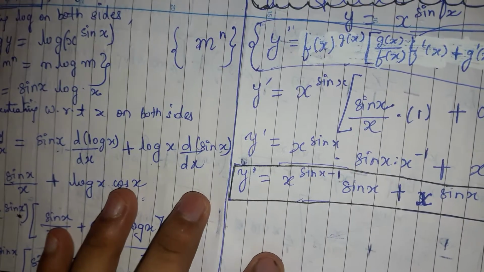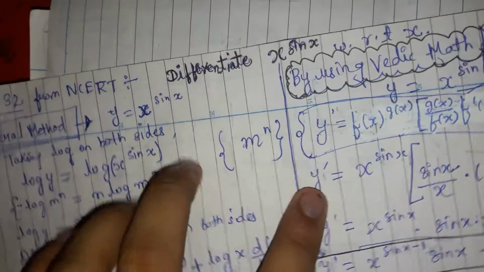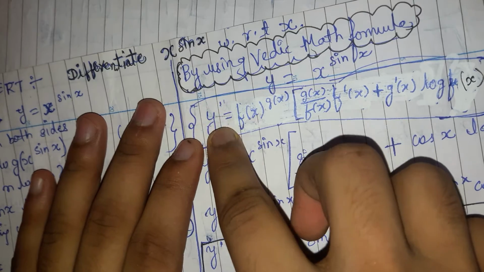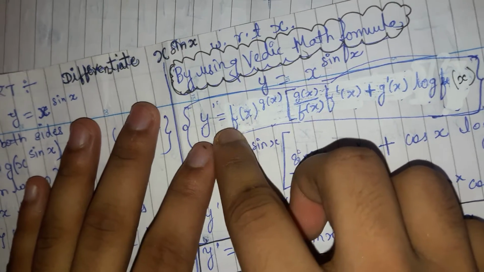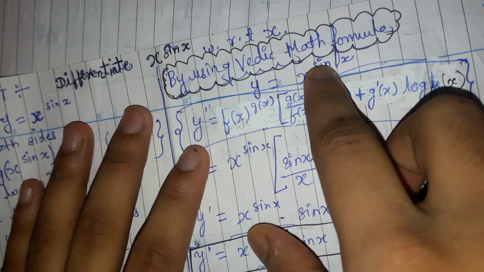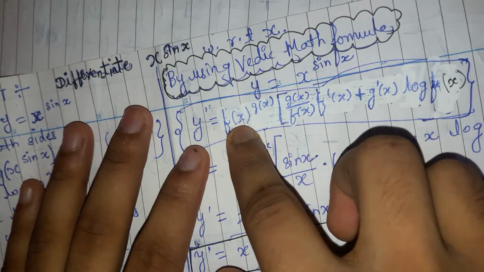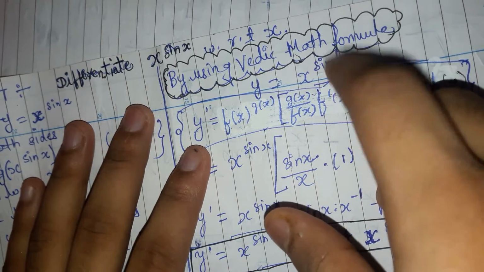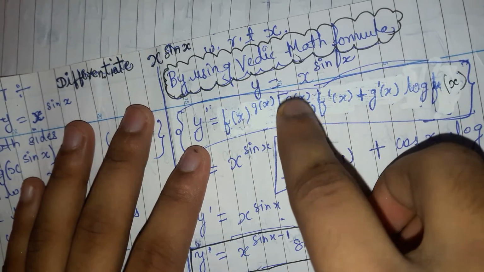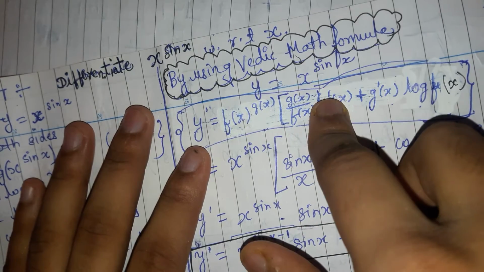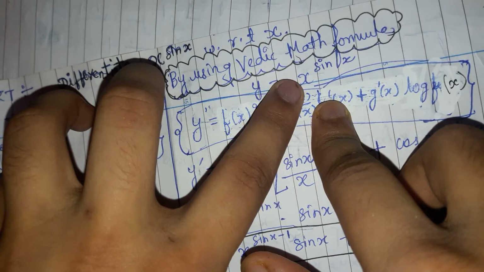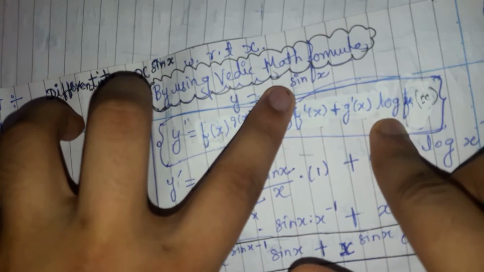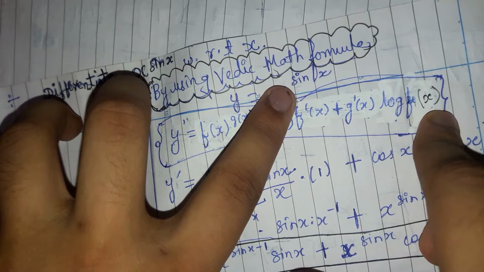Now move on to the Vedic math formula. What does this say? This formula states that first of all, copy the function expression as it is, then g x upon f x. Here this is f x, this is g x. g x is the exponent, f x is the base. So g x upon f x times f dash x, the differentiation of the base, plus the differentiation of the exponent, g dash x, into log f x.